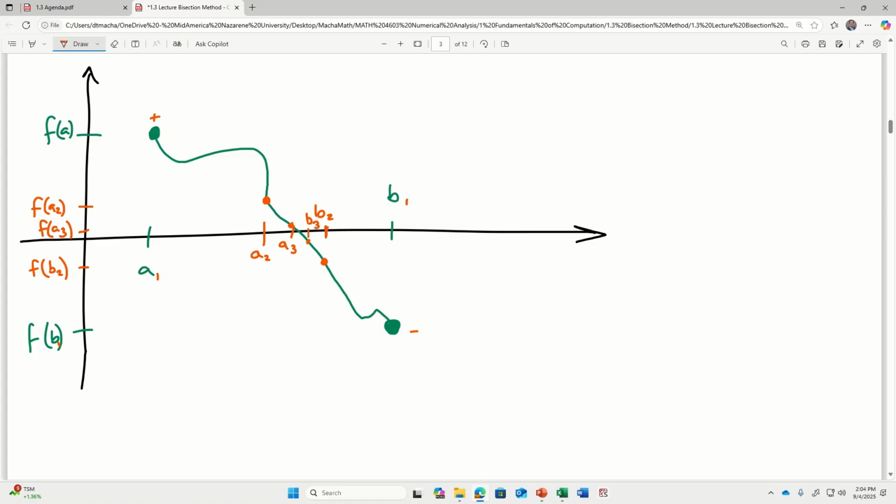And the idea is you just shrink your interval so that the function value at the upper and lower bound always has opposite plus or minus sign. Okay?